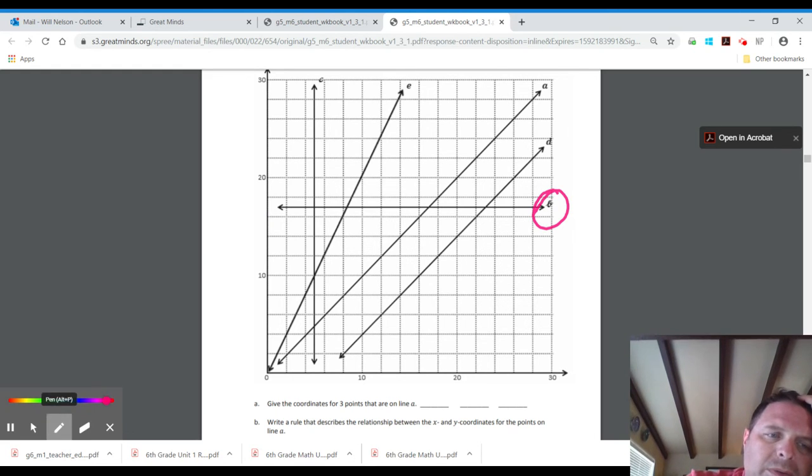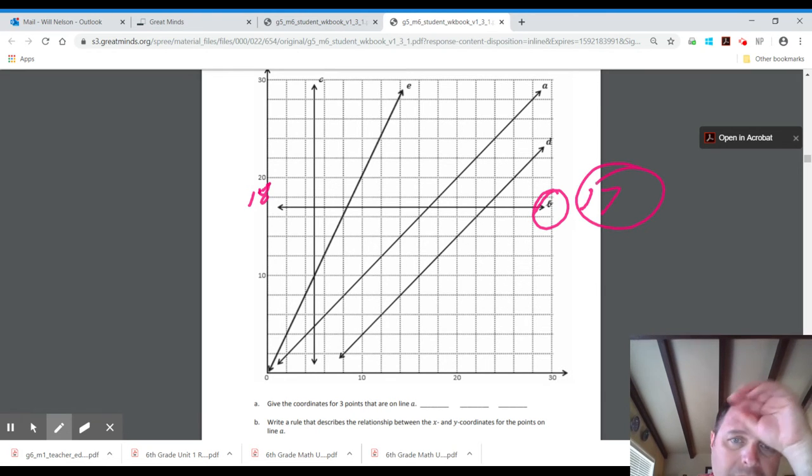So the one above it is 18, and the one below would be 16. So that line looks like it's 17. So every single y coordinate would be 17. You could write whatever was x, like 10, 17. It would be 20, 17. 15, 17. It's always going to be 17. 17 always equals y on that flat line.